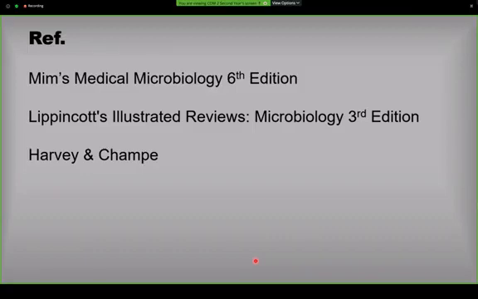The first one is about the porin channels. Do porins transport hydrophilic or hydrophobic molecules? Okay, let me just open my slides here. In the outer membrane, porins will actually permit the passage of low molecular weight hydrophilic molecules.